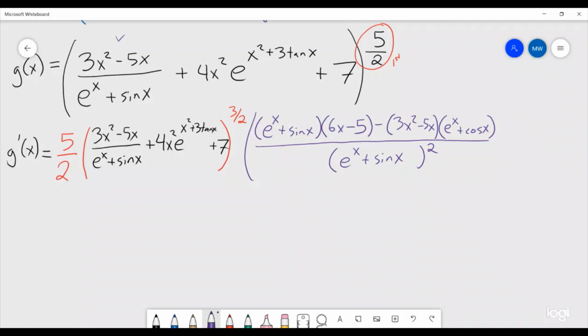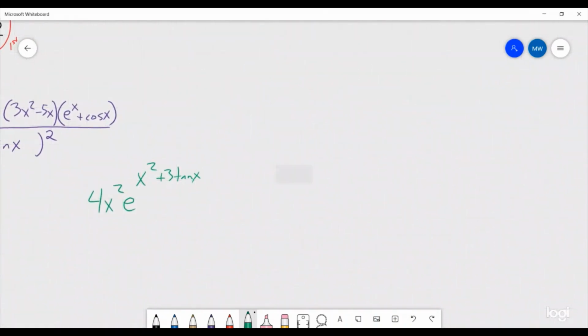The next one is the 4x squared times e to the x squared plus 3 tangent x. Okay, let's stick that one in. So this piece was purple. Let's switch to doing this next one in green. I'm going to just rewrite the function over here so we can see it when we move over. So 4x squared e to the x squared plus 3 tangent x. Okay, so that is what we are figuring out here.